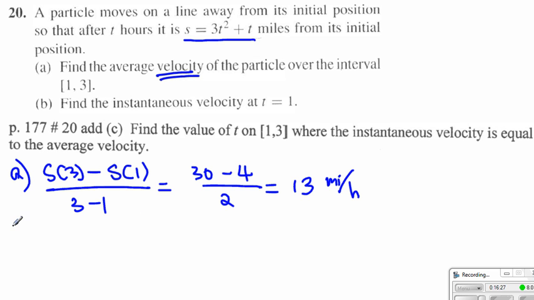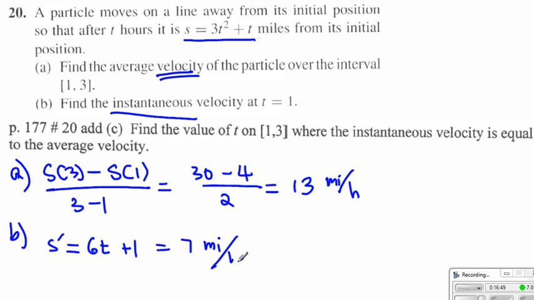All right, part B. Find the instantaneous velocity. How do you find the instantaneous? That's the derivative. So we have to look at s prime, which is the velocity, which becomes 6t plus 1. Now, when t equals 1, we end up getting 7. So therefore, 7 miles per hour.